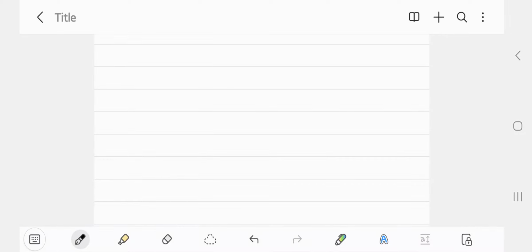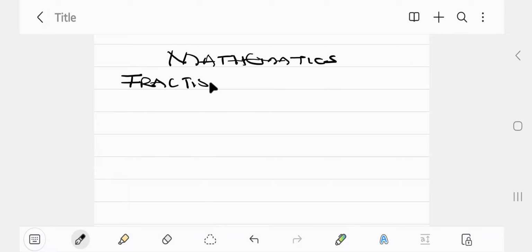Hi guys, today I want to do something in mathematics. It's something you will understand very fast, and it's going to interest you. Today we're going to do something under fractions, and I call it fractions equal to zero. Fraction equal to zero.